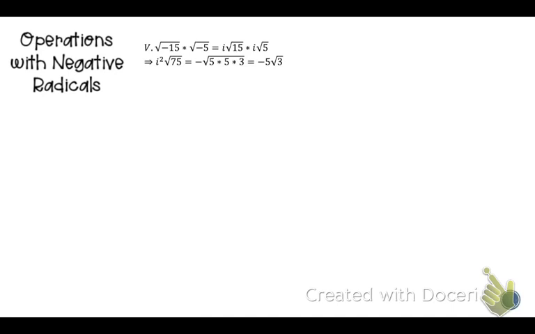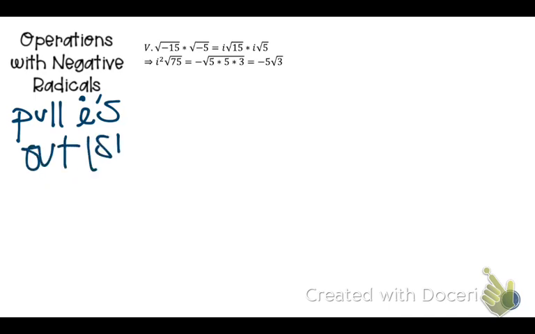Okay, you have to pull the i's out first. I would write that down. So pull i's out first, not literally. I mean like i's, like these i's, not these i's. Don't do that. Okay. How do I get that out of there? Pull i's out first.